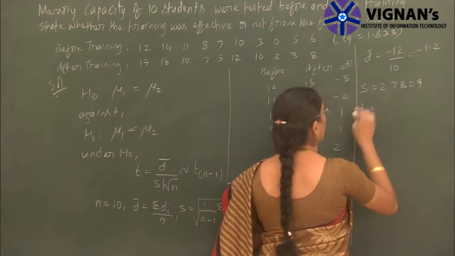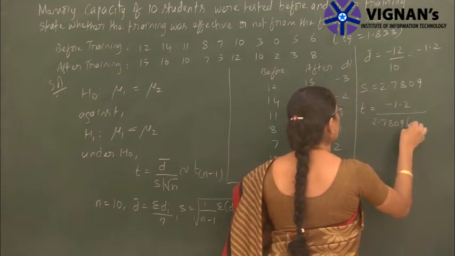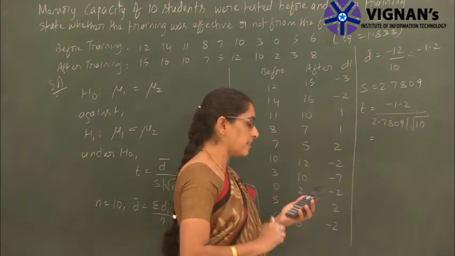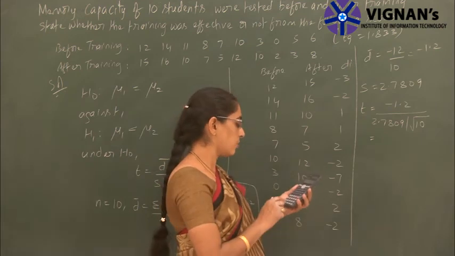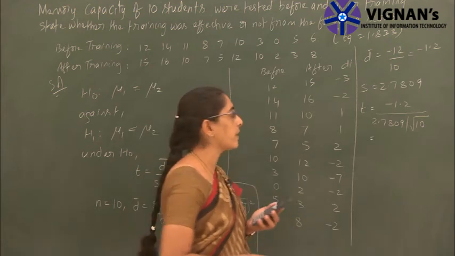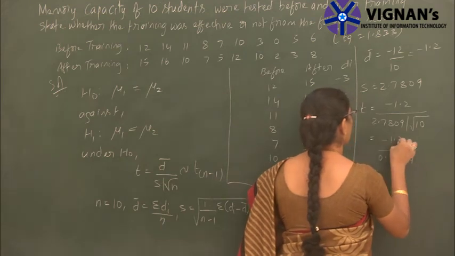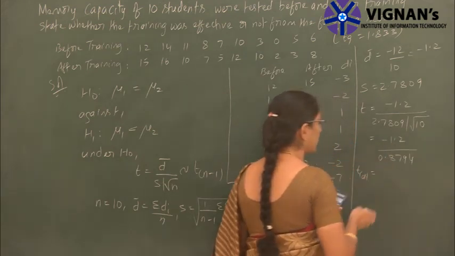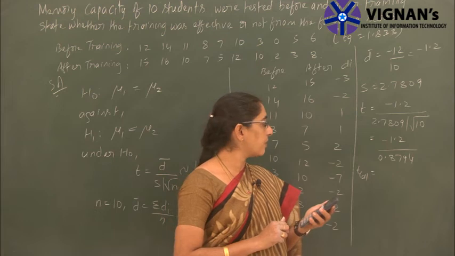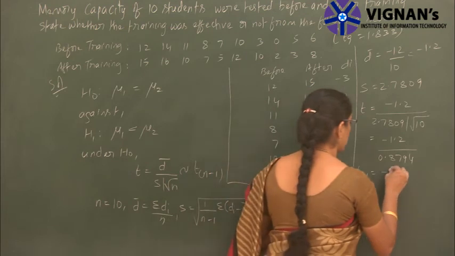Now substitute in the t formula: minus 1.2 by 2.7809 divided by square root of 10. So square root of 10 is 3.1623. So 2.7809 divided by that is 0.8794. Now this time the t calculated will be negative because in the numerator we have minus. So 1.2 divided by 0.8794 is 1.3646. So minus 1.3646.